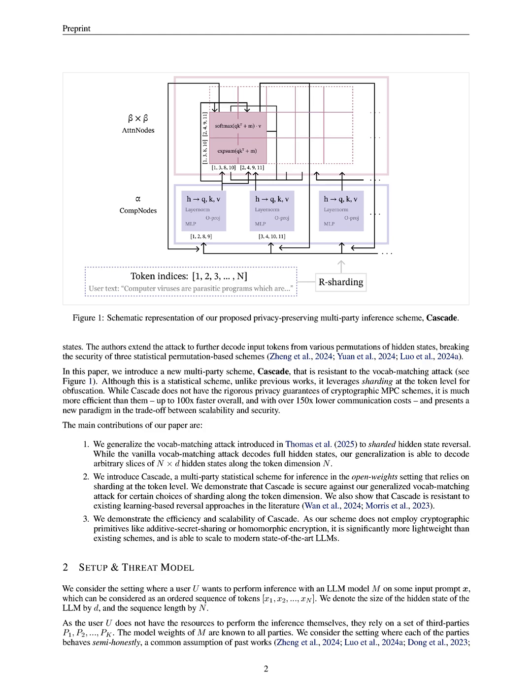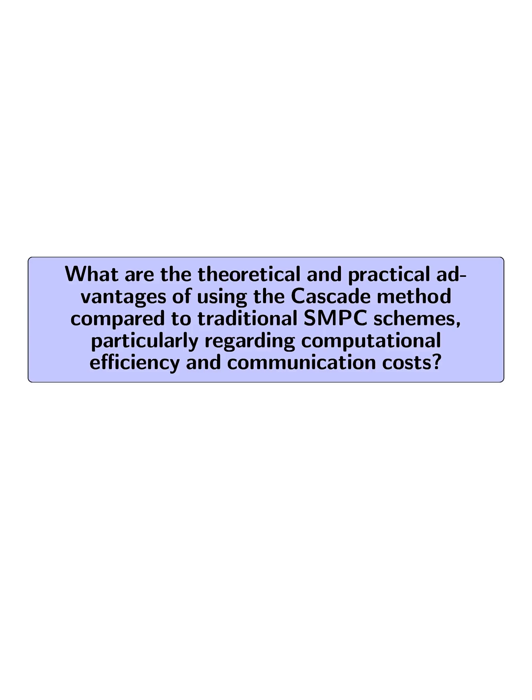Finally, in the post-pass, the comp nodes aggregate the results from the atom nodes to produce the final output for that layer, effectively reconstructing the attention output while maintaining the security of the input data through sharding. This structured approach allows Cascade to efficiently perform inference while minimizing information leakage. What are the theoretical and practical advantages of using the Cascade method compared to traditional SMPC schemes, particularly regarding computational efficiency and communication costs?